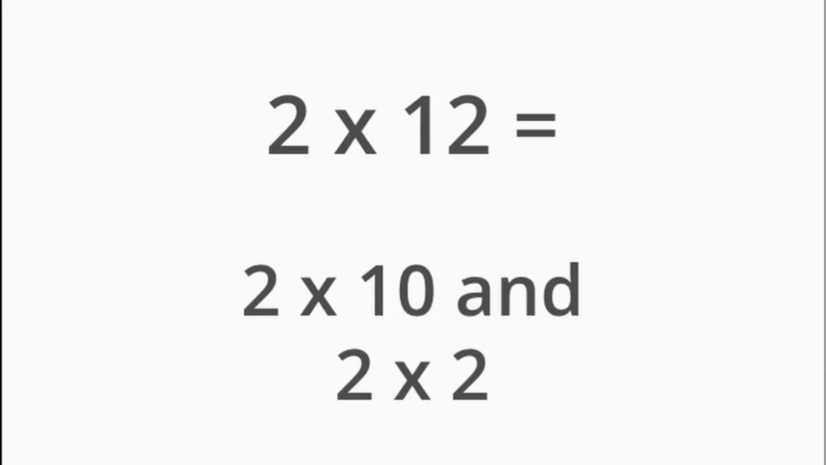You can also do the reverse and replace lots of with the times sign. So 2 times 12 is the same as saying 2 times 10 and 2 times 2, instead of saying 2 lots of 10 and 2 lots of 2. Splitting the number up works for all multiplication.